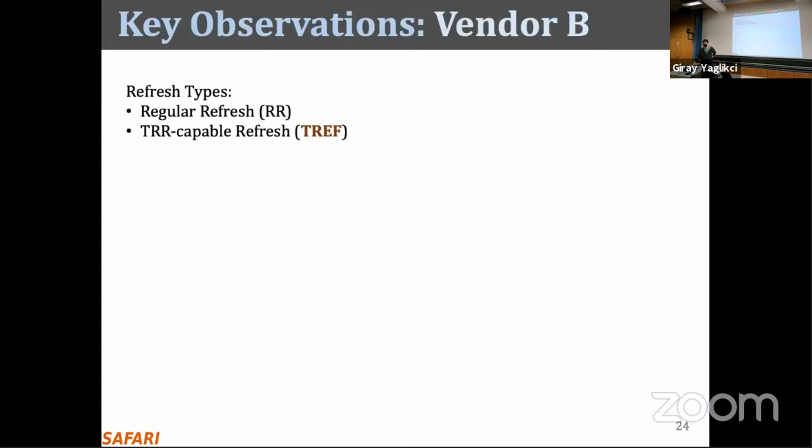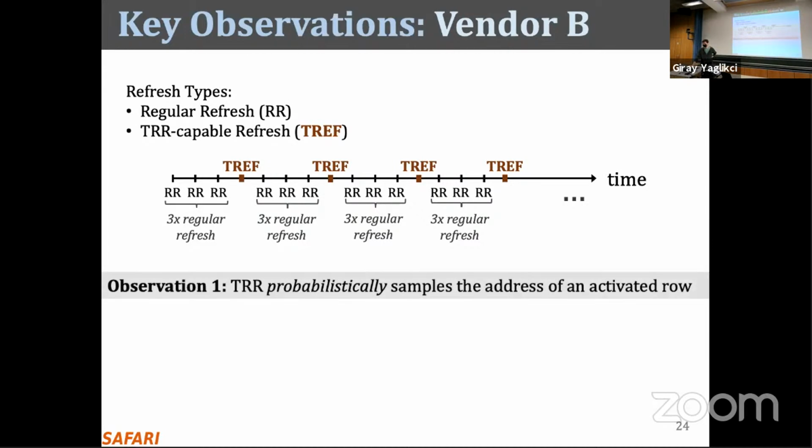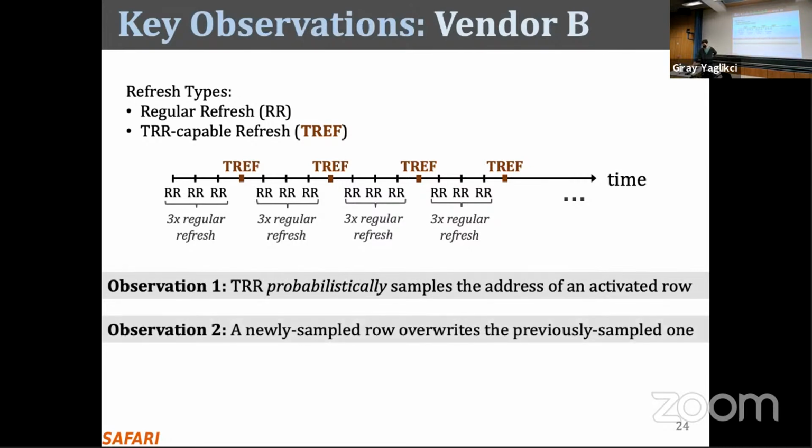Okay, let's look at vendor B. Different from vendor A, here we observe a single type of TR-capable refresh. We observe that there's a TR-capable refresh on every fourth refresh command that the memory controller issues. We make two observations. First, TR probabilistically samples the address of an activated row as a potential aggressor row. And second, the newly sampled row overrides the previously sampled one, even if the neighbors of the previously sampled row were not refreshed by the TR-induced refresh. These are the two most relevant observations, but we have more in the paper.